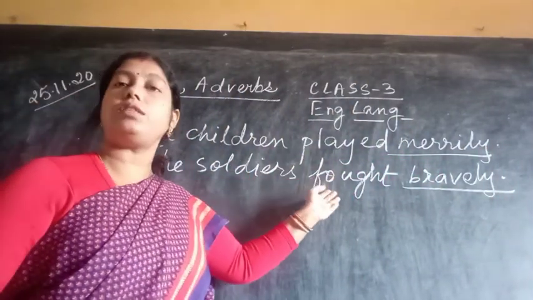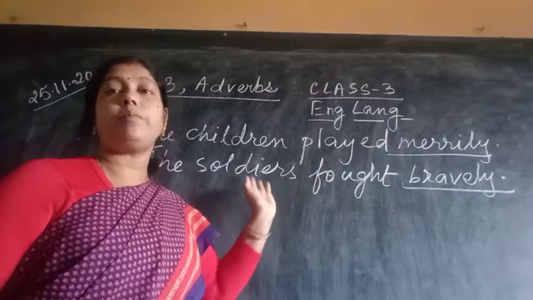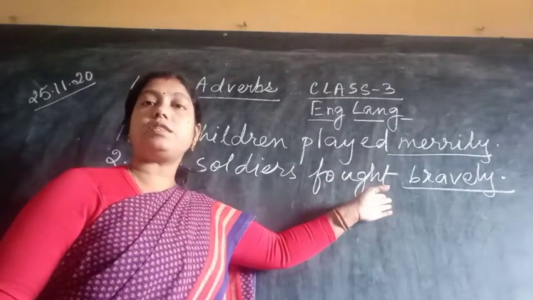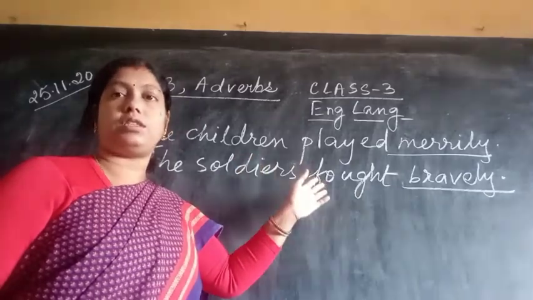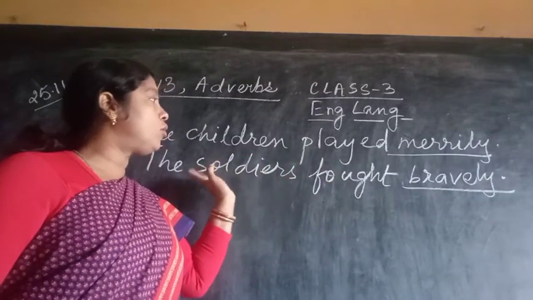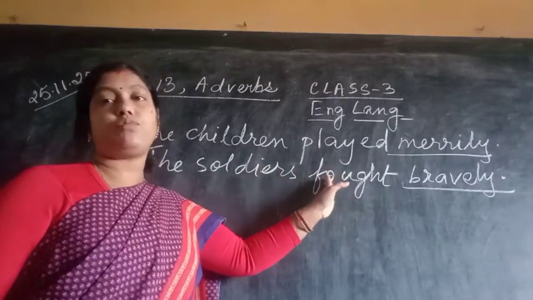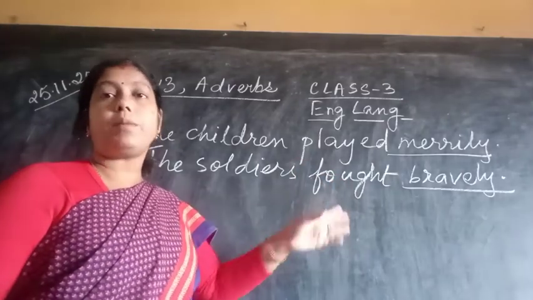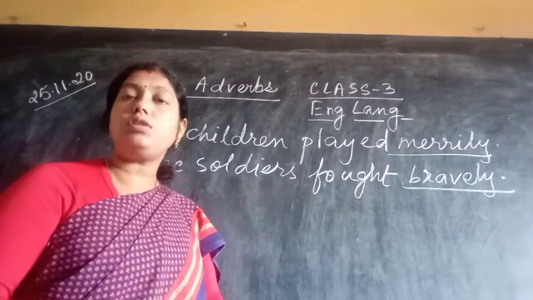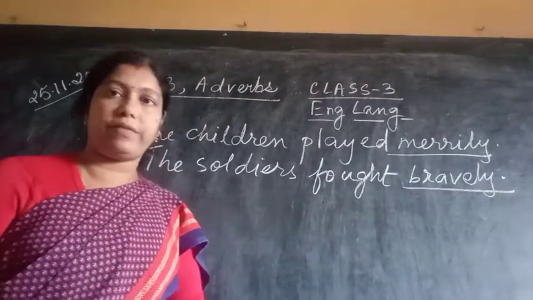Second sentence. What is the verb? So, how the soldiers fought? Bravely. So, bravely tells us more about the verb. The soldiers fought bravely. Here the verb is fought. It is telling us more about whom? How the soldiers fought. The soldiers fought bravely.